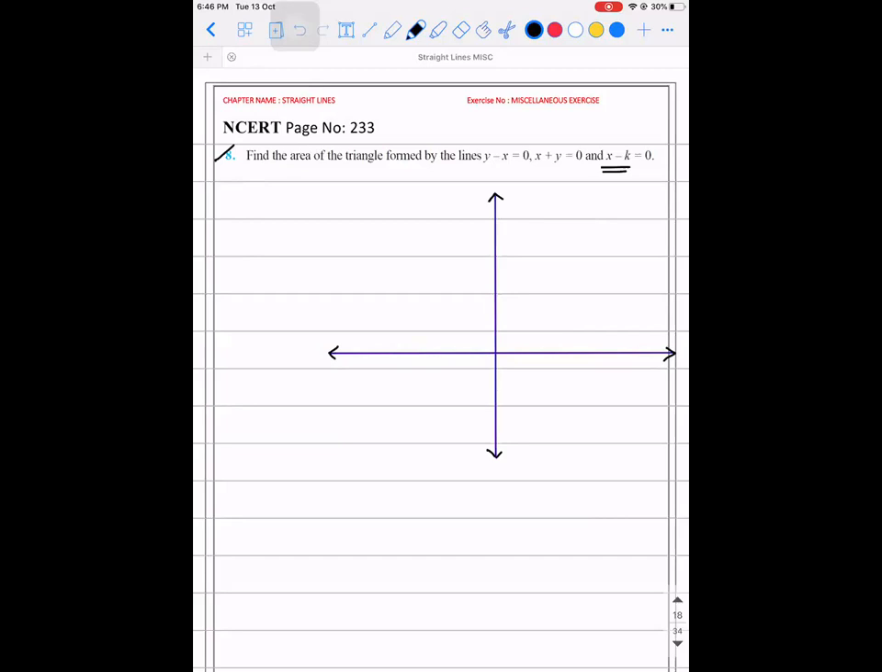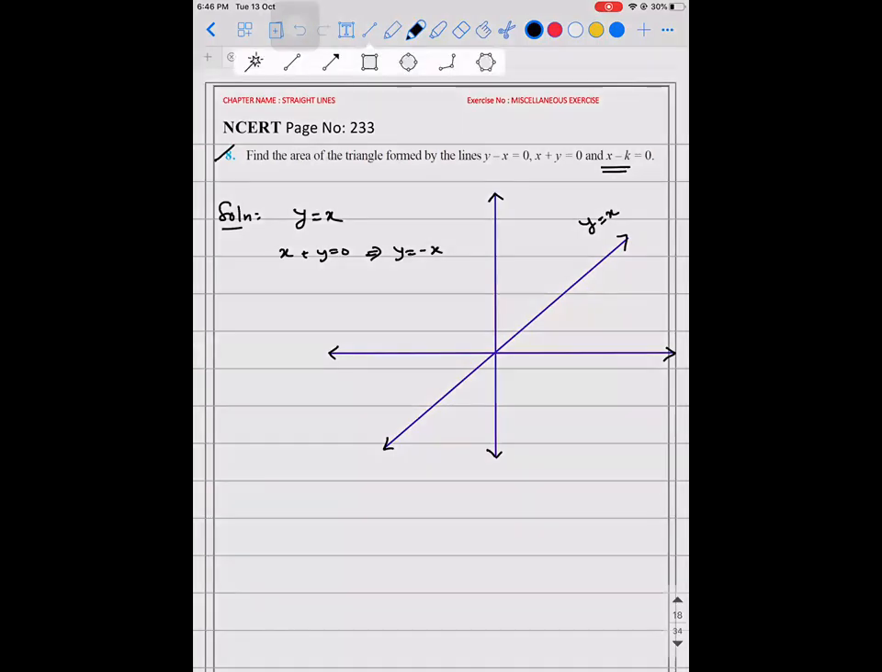Area of the triangle formed by the lines y minus x is 0 means y is equal to x. So y is equal to x is a straight line passing through origin and it makes an angle of 45 degrees with the x-axis. Similarly, x plus y is 0 implies y is equal to minus x. So y is equal to minus x is also a line which passes through origin, but it makes an angle of 135 degrees with the x-axis. So this is y is equal to minus x.